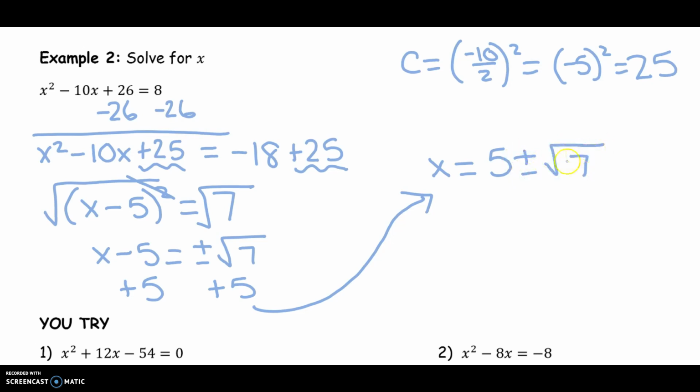Now, if radical 7 were able to be simplified, we should do that, but 7 is a prime number, there are no perfect square factors, so it can be left alone. I just want to remind you guys that this means that there are two solutions. The two solutions are 5 plus radical 7 and 5 minus radical 7.